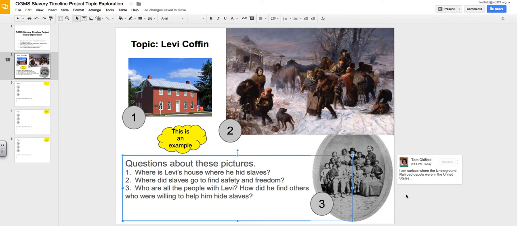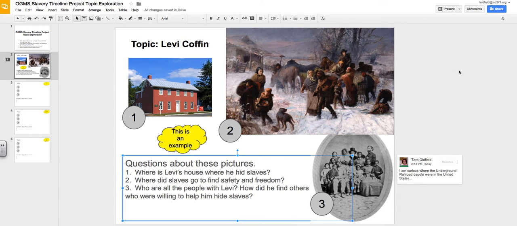So I might eventually, as I'm working through today's activity, decide that Levi Coffin is really the person who I want to study, because I'm most interested about the questions that were asked in the photographs and illustrations that I'm seeing. So what I want to talk about next is what we do not want to see.